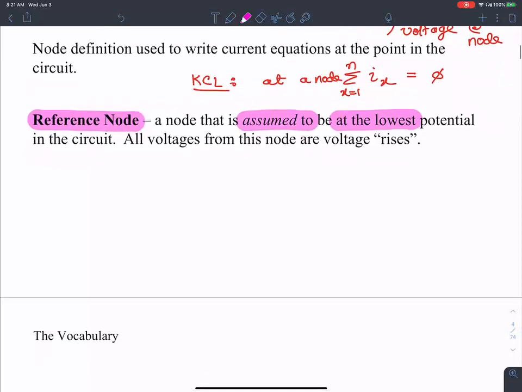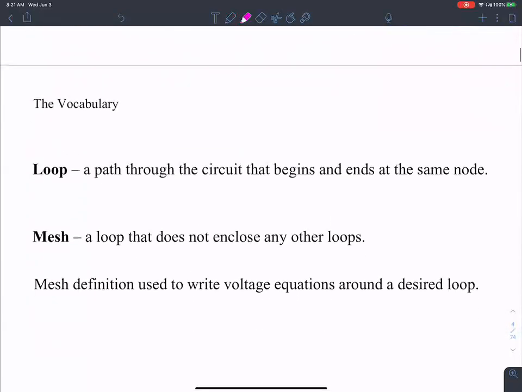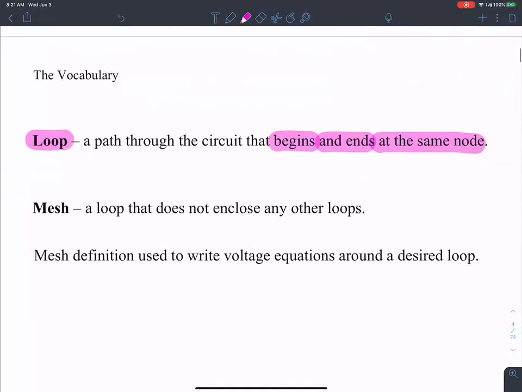Now we are already familiar with the idea of a loop, right? A loop is a path through the circuit that begins and ends at the same node. We defined a bunch of loops in the previous classes. Now a subset of a loop is a mesh. A loop that does not contain any other loops is called a mesh.